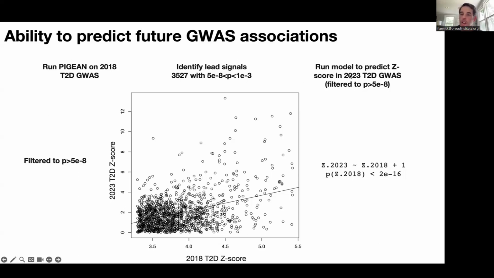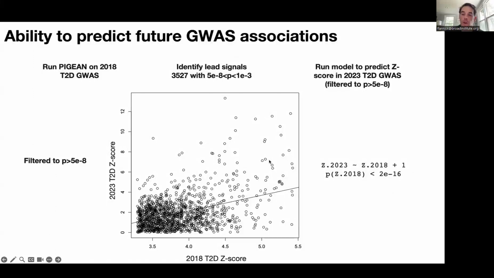And now we take our 2023 T2D GWAS from the portal, which is much larger. It's kind of like we're going back in time and asking, if we ran this in 2018 and predicted things, what would we find in 2023? Obviously, the strongest predictor for whether something is significant in 2023 is the 2018 p-value. So that is very, very clearly significant, right?